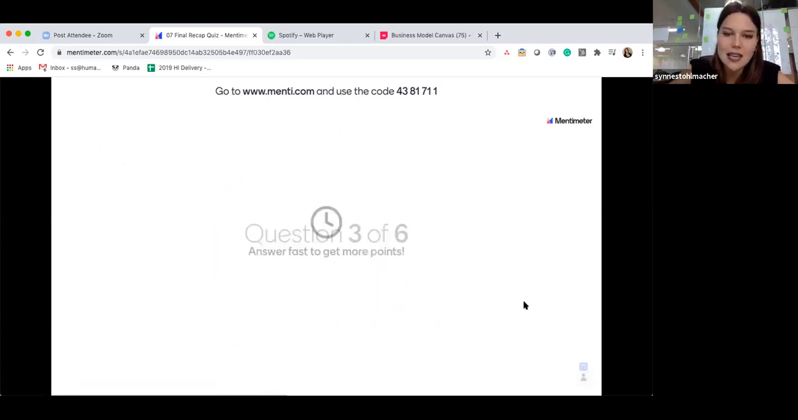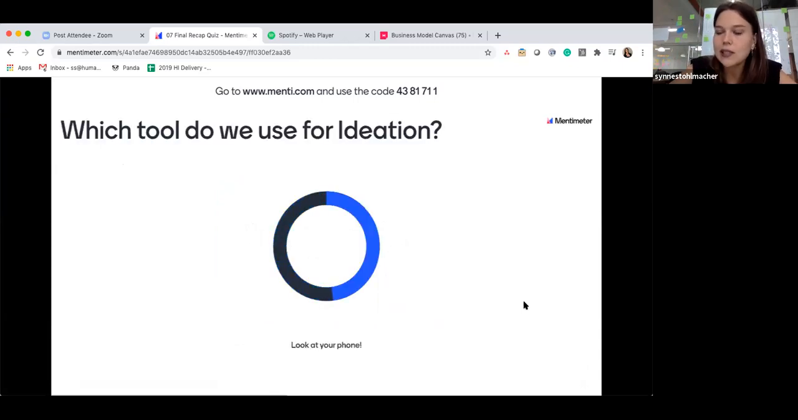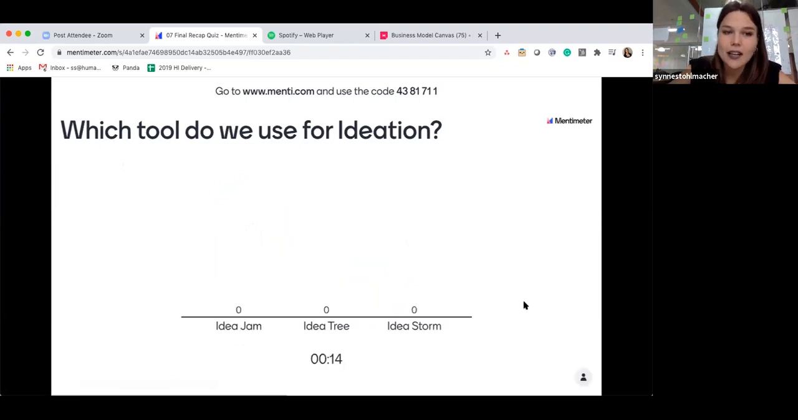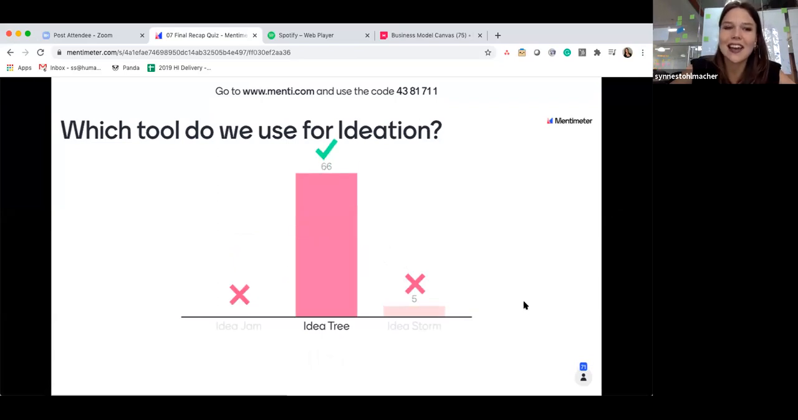Okay, so let's see. We're halfway through. Which tool did we use for ideation? If you weren't here yesterday, then maybe you don't know, but did we use Idea Jam, Idea Tree, or Idea Storm? What was the name of the tool that we used yesterday? 3 seconds, and the right answer is Idea Tree. Awesome. We will send you a template so that you can use the tool in your teams when you're coming up with ideas. I did one this morning, and my team had more than 40 ideas in their idea tree in 20 minutes. So please try to beat that.